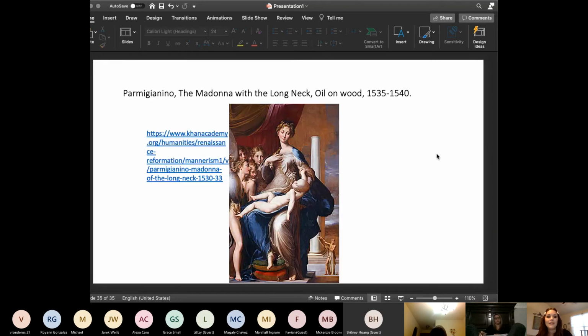Another example of some interesting scale and proportion can be seen in the Madonna with the Long Neck. I am actually going to go ahead and show you this video because we haven't really watched many videos in this class. I think this will be the second. Because this particular painting has quite a bit going on with scale and proportion in particular.